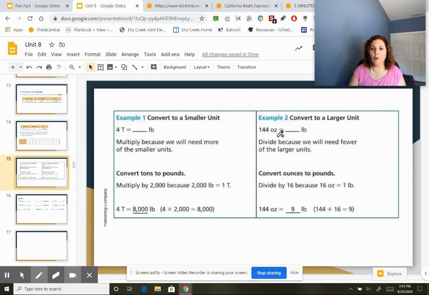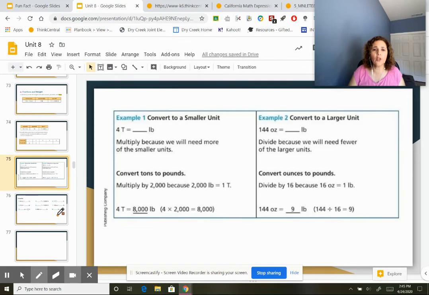In this example, I'm going from ounces to pounds. I'm going from a smaller to a bigger unit, so I must, that's right, divide. Smaller to bigger, you must divide. So they're doing 144 divided by how many ounces are in a pound? Well, there are 16 ounces in a pound. And if you do the math, 144 divided by 16 equals 9. Okay? So now we're going to try some.